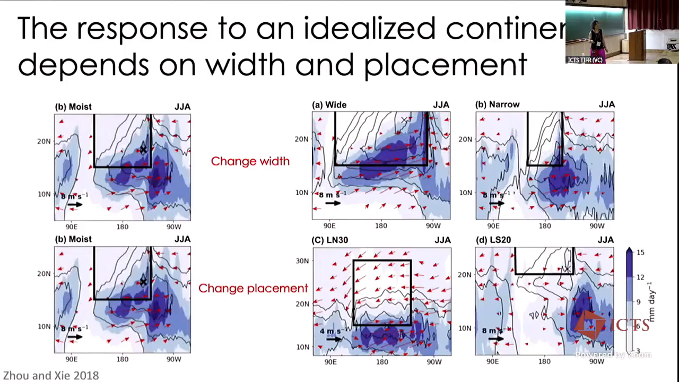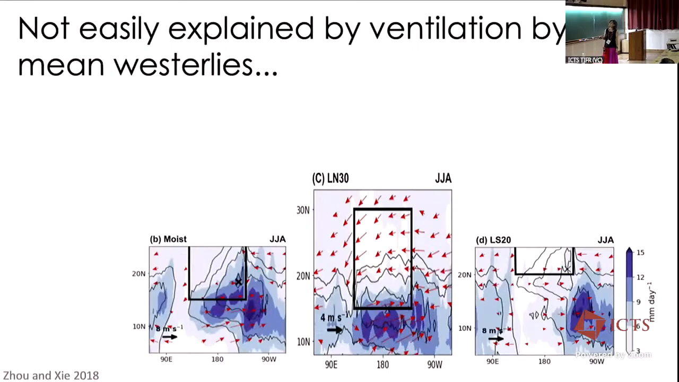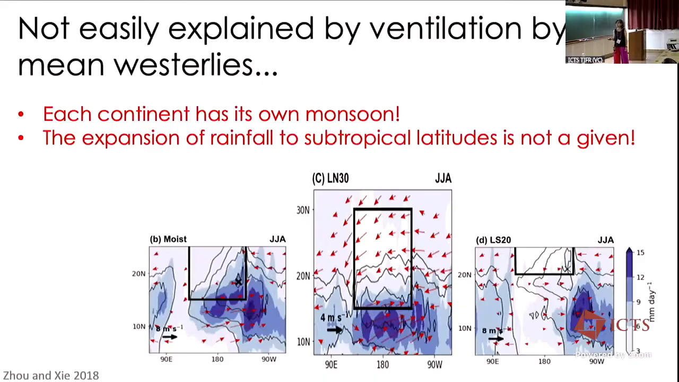So, oopsies, right? There's no obvious answer to this question of what happens if you put a continent. What continent did you choose? How big? Where? Now I put them all on the same y-axis, and you get very different things. I don't think that this is easily explained by just the westerlies of the background flow, because otherwise you would get a more similar response here. So each continent has its own monsoon, and the expansion of rainfall to subtropical latitudes is not at all a given.